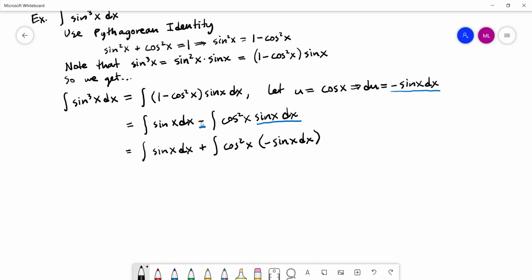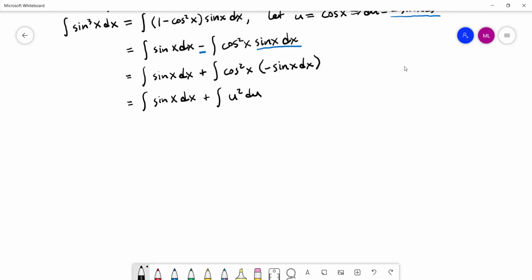I've moved the negative sign from the outside in here, and now I have exactly what my du looks like. And what is this piece, cosine squared? Well, that's just u squared. And my integral becomes the following. So again, I'm not touching the first one yet. We're just going to have the integral of u squared du. There's our substitution. So now let's actually evaluate these integrals.